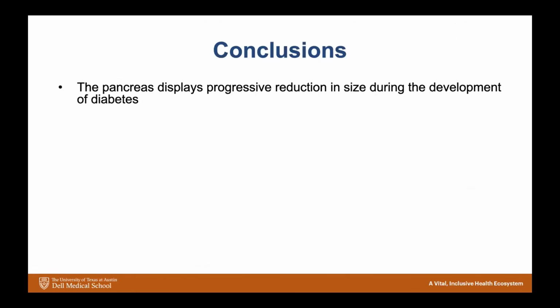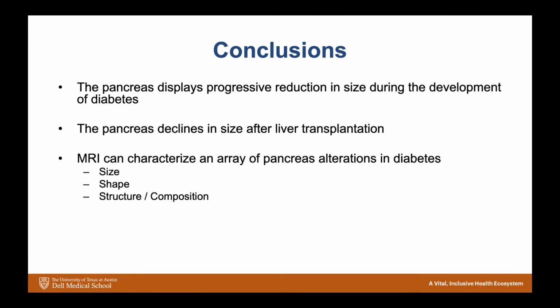I think I'm just out of time here, so I'm going to conclude briefly by saying we think conclusively the pancreas displays reduction in size during the development of diabetes. It's probably smaller before people get diabetes as well. We think this A2AL study is really interesting because we found that the pancreas declines in size after liver transplantation. We think it's important because we can look before and after an event and see that this event actually triggers a change in the pancreas.